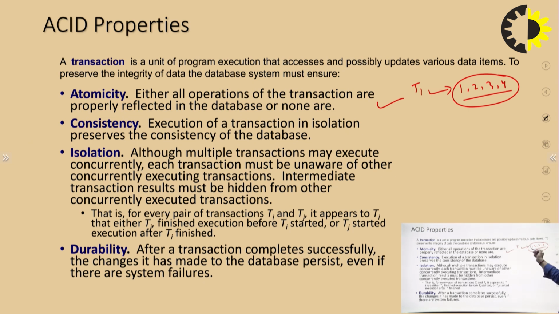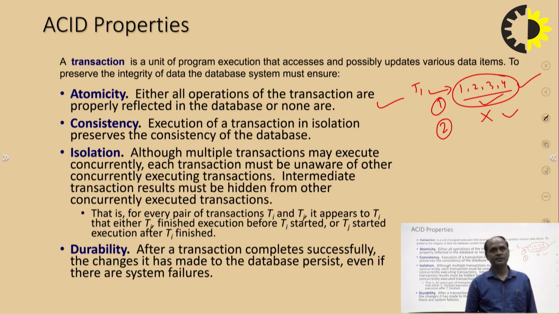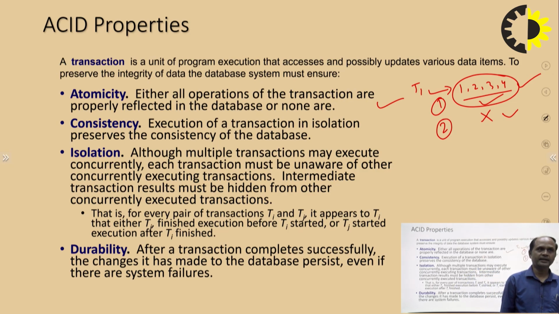If it holds the property of atomicity, it means either these 4 operations are performed perfectly and reflected in the database, or none are executed. There are only 2 conditions: either all are executed, or none are executed. So this is called the atomicity property of a transaction.